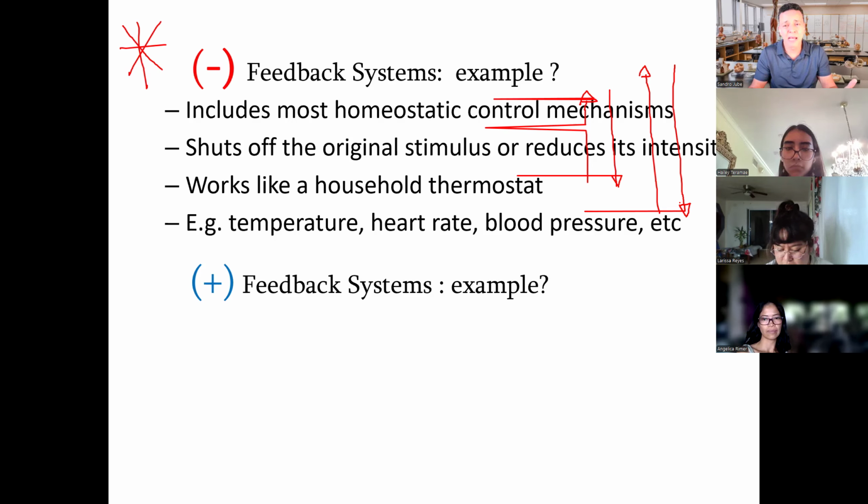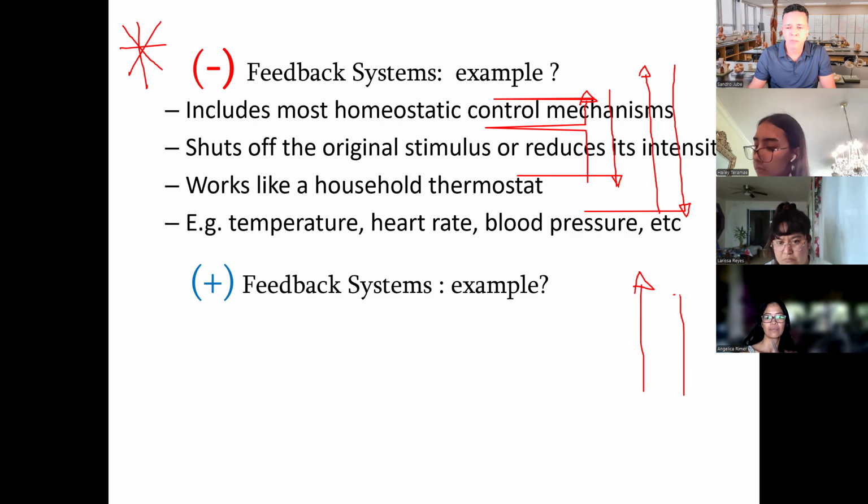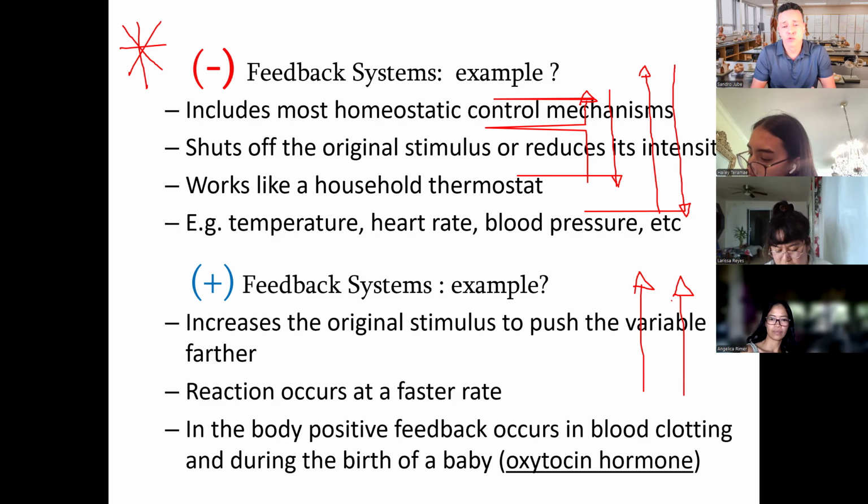Well, in the negative feedback system, the stimulus and the response are going in the opposite directions. What about in a positive? They are going in the same direction. So now the stimulus and the response are moving in the same direction. Let me give you a great example. When a woman is ready to give birth, the head of the baby is going to start pushing against the cervix.